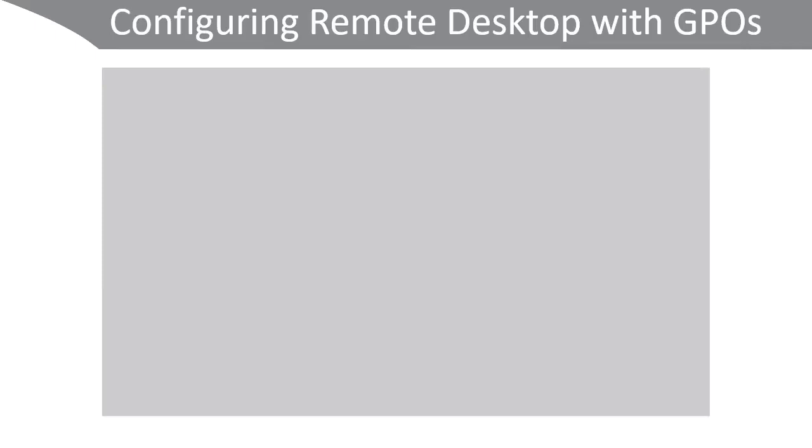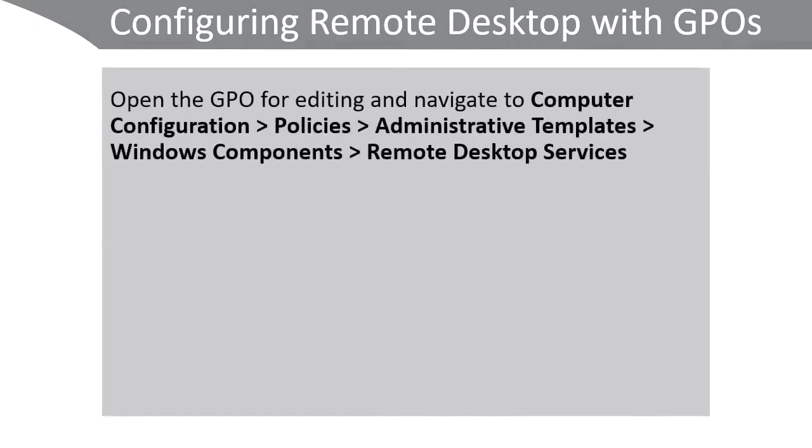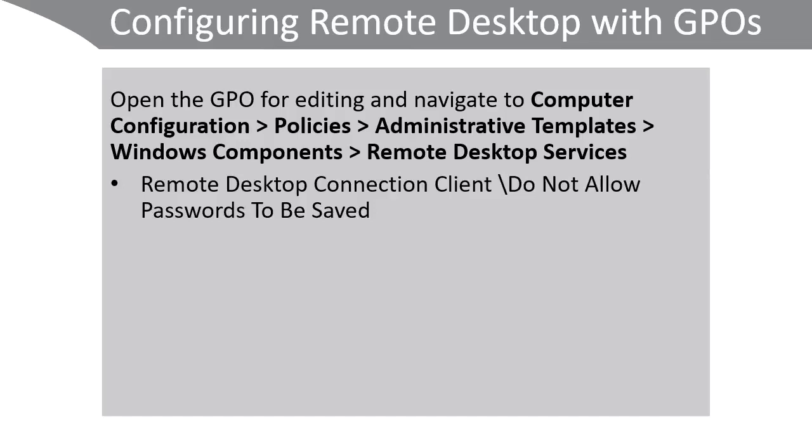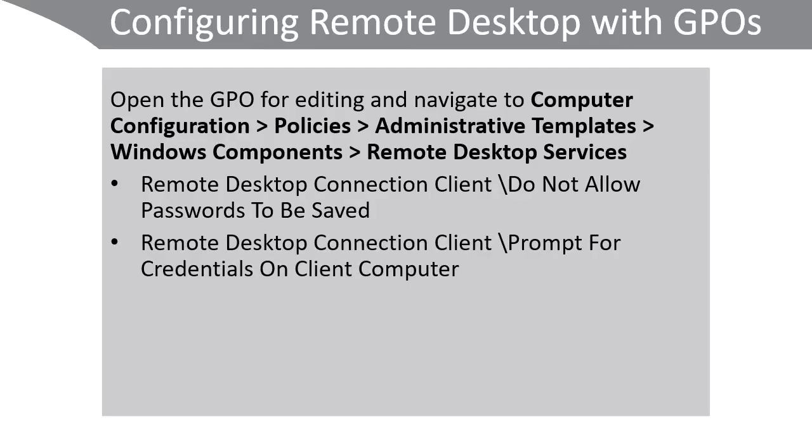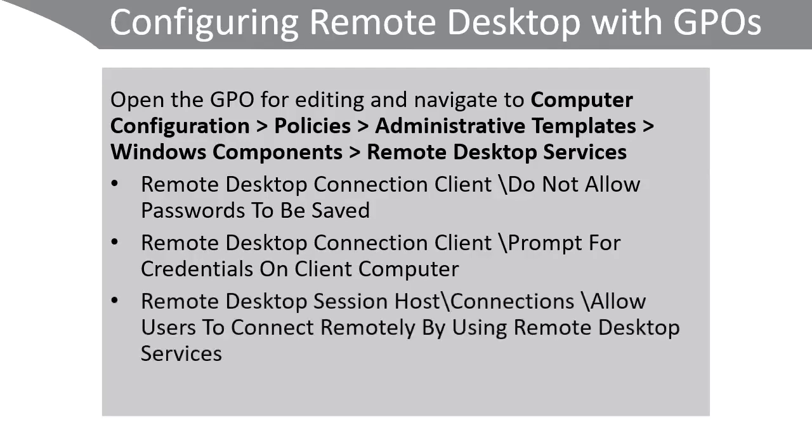You can configure remote desktop using group policy objects. To do so, open the appropriate group policy object for editing and navigate to Computer Configuration, Policies, Administrative Templates, Windows Components, Remote Desktop Services, and then configure the following options. In the Remote Desktop Connection Client folder, choose Do Not Allow Passwords to be Saved. In the same folder, choose Prompt for Credentials on the client computer. In the Remote Desktop Session Host folder, Connections, choose Allow users to connect remotely by using Remote Desktop Services.